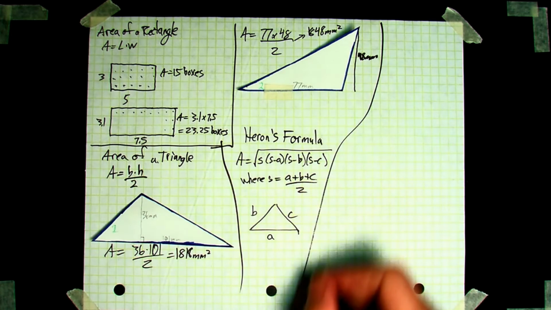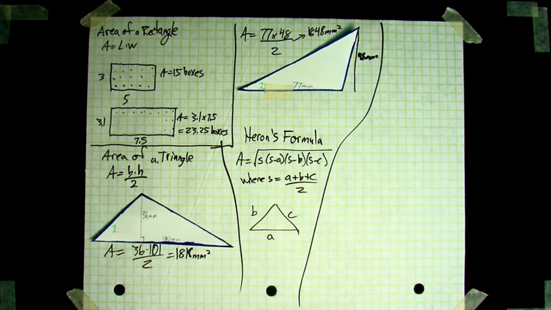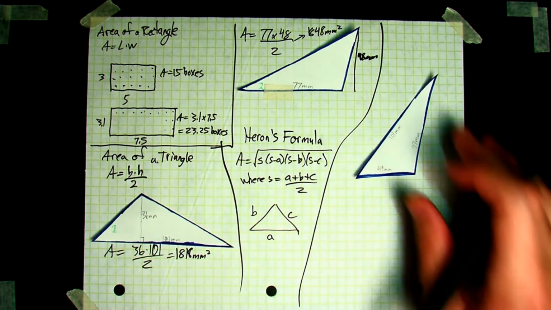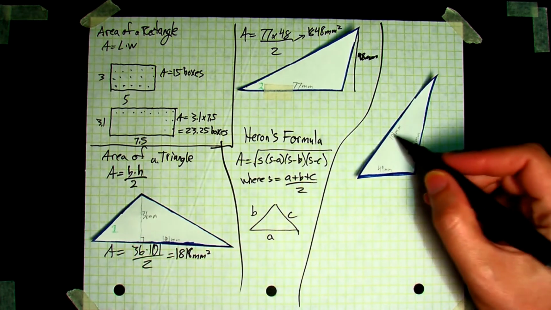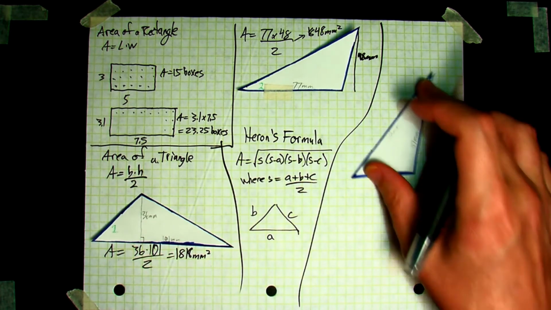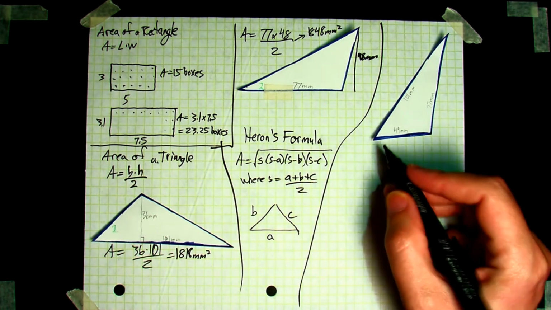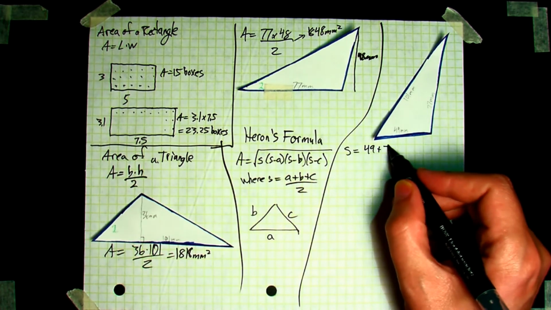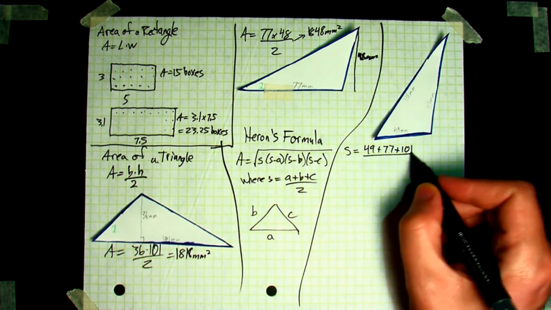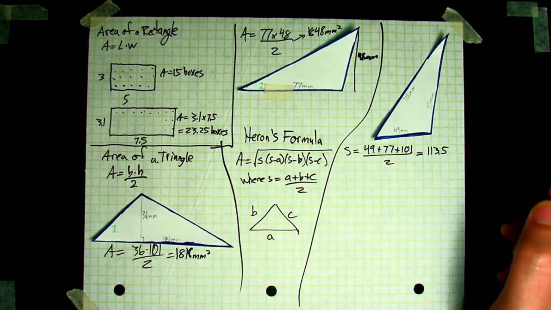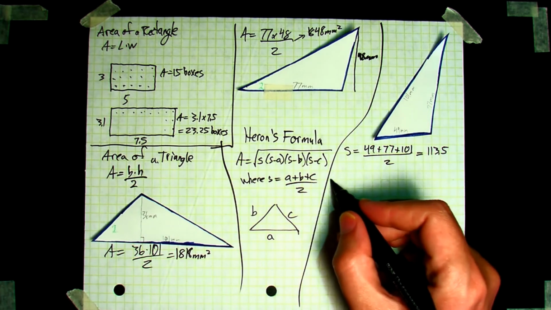Let's go ahead and try it out with a different triangle. Haha, no, it's that same triangle again. So here I went ahead and measured all the lengths. I have my 101 millimeters I measured before, the 77 I had before, and this 49 I had. So we'll go ahead and calculate S. S equals 49 plus 77 plus 101, all divided by 2, which gives us 113.5 when we put that into a calculator. Now we calculate the area.